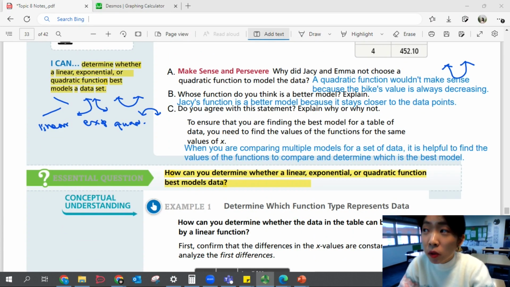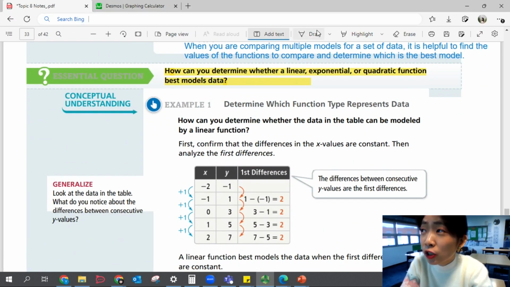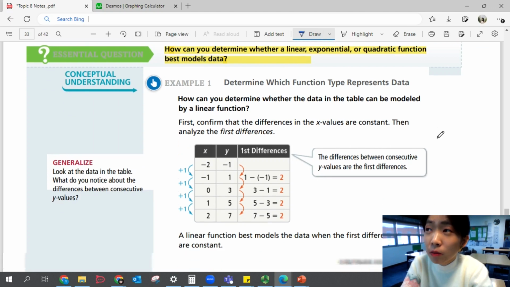When you are comparing multiple models for a set of data, it is helpful to find the values of the functions to compare and determine which is the best model. So in order to compare them and determine which is the best model, yes, we want to compare the values. All right, so this lesson's essential question is, how can you determine whether a linear, exponential, or quadratic function best models data?